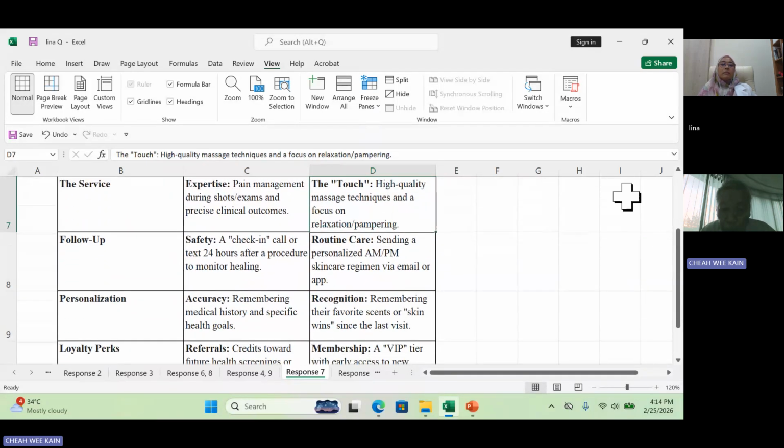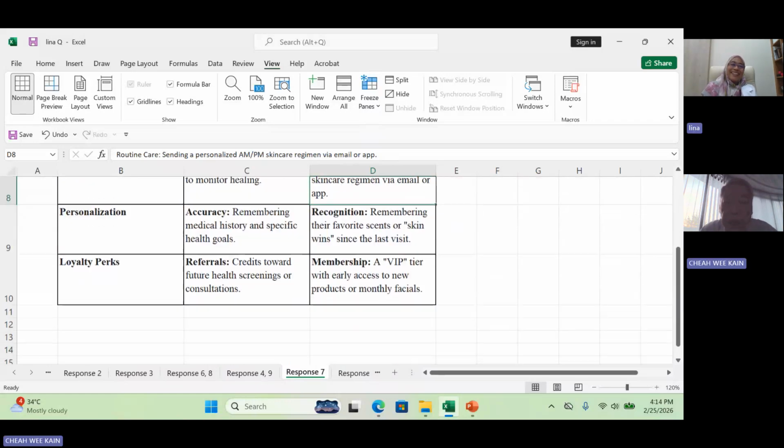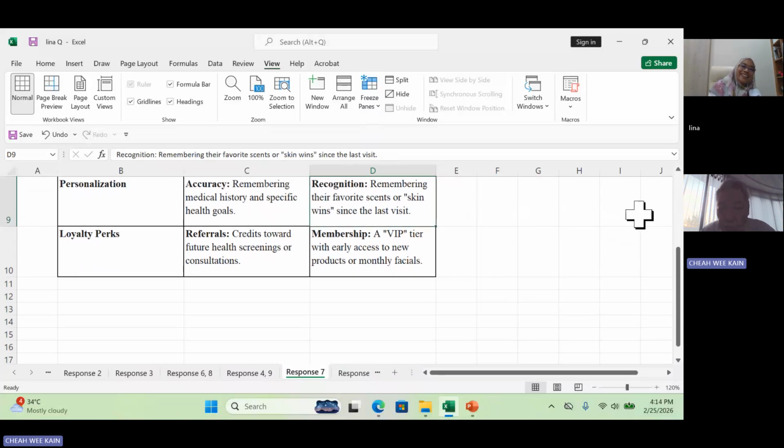The service, the touch, high quality massage technique, and the focus on relaxation or pampering if you are doing facial. Correct? So when your people are doing facial massage or something like that, you need to have people trained in giving good massage. And follow up routine care, sending a personalized AM/PM skincare regimen via email or app. So if you're buying something very expensive, you may have to say, hello, or good morning, please remember to apply your SPF 21 or something like that, right? A note, a WhatsApp. That's how you send that.